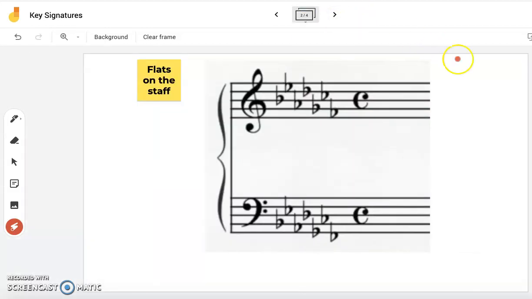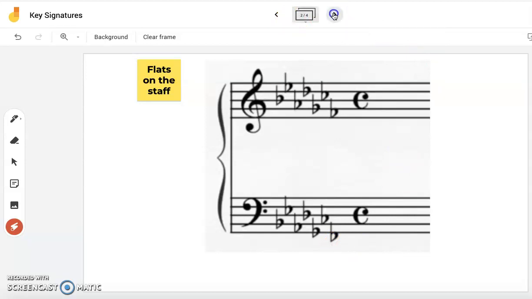And this is what the flats look like on the staff for treble clef: B flat, E flat, A flat, D flat, G flat, C flat, and F flat, and also in bass clef. They look similar and they are in the same order.